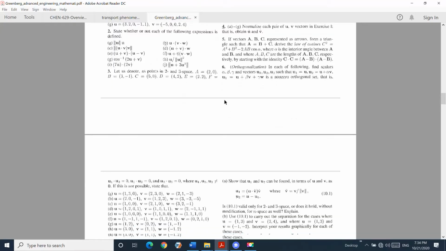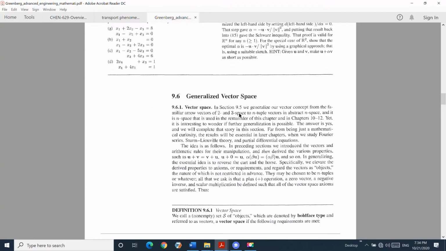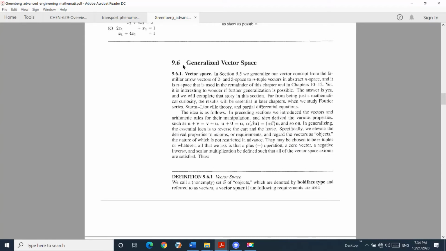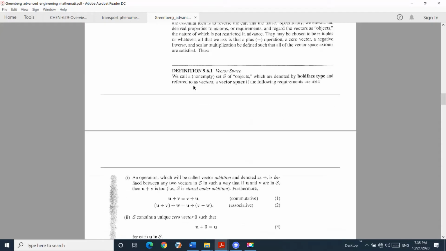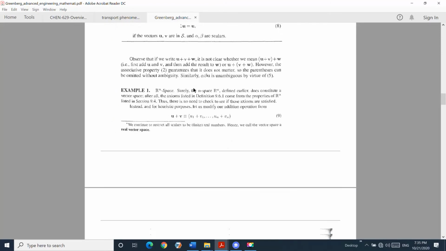Now I skip briefly, so I continue. Section 9.6 covers generalized vector spaces: what a vector space is and the properties of a vector space, like here.